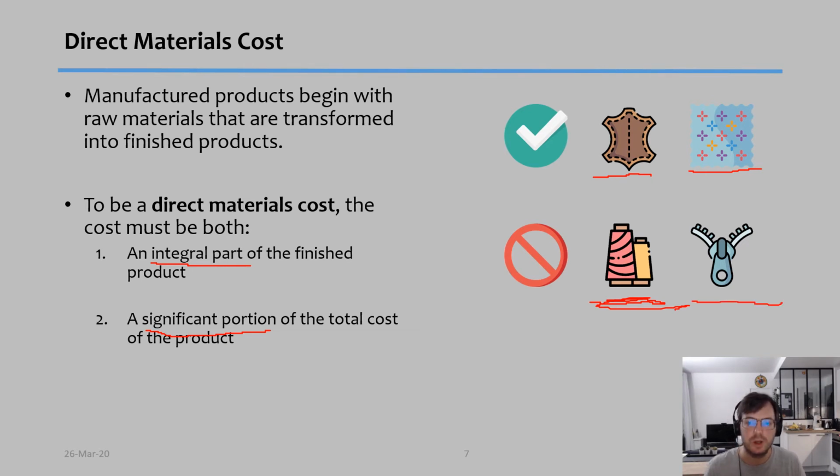The zipper as well. Some of the purses I produce maybe don't even have zippers, or only some of them will have zippers. Therefore, it's not a very important part of the product. It's not absolutely necessary, and therefore it would also be considered an indirect cost. So direct costs are an important component of the product, while indirect costs are still important, don't get me wrong, but they're not that important.